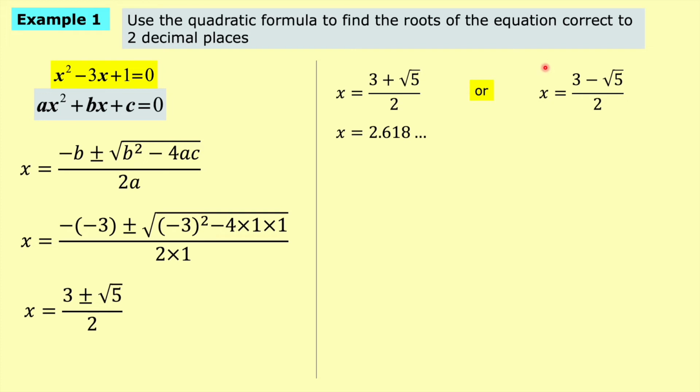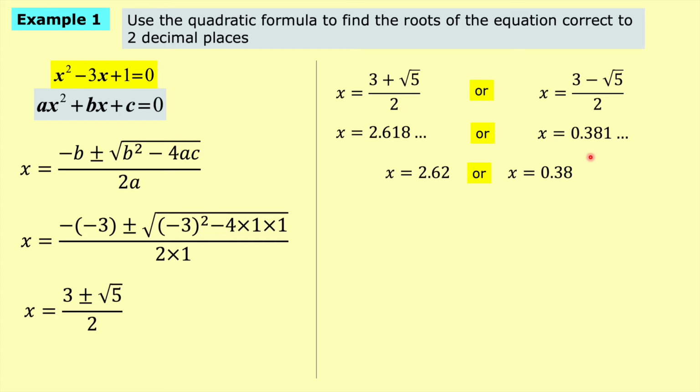And then you would do the same again but with a subtract. So you want to be writing down your unrounded answer first, and then going back to your question and making sure you're rounding it to 2 decimal places, which will give you x is equal to 2.62 or x is equal to 0.38. So that is, we've solved it.